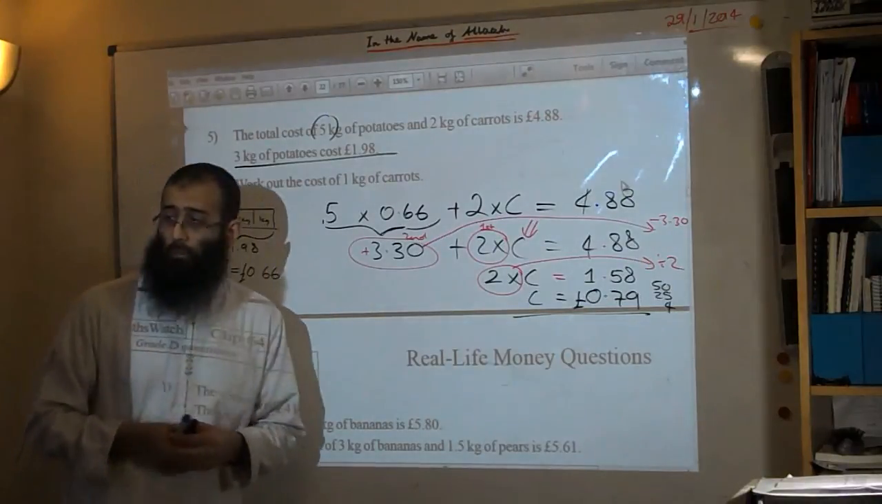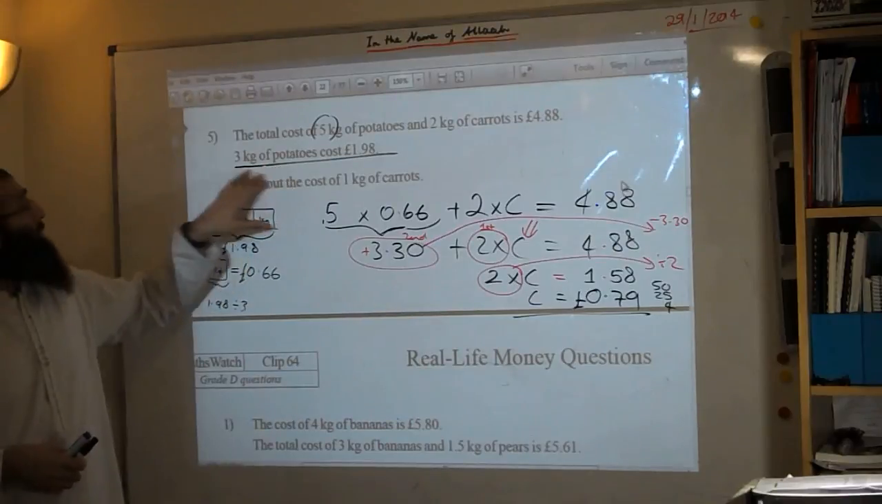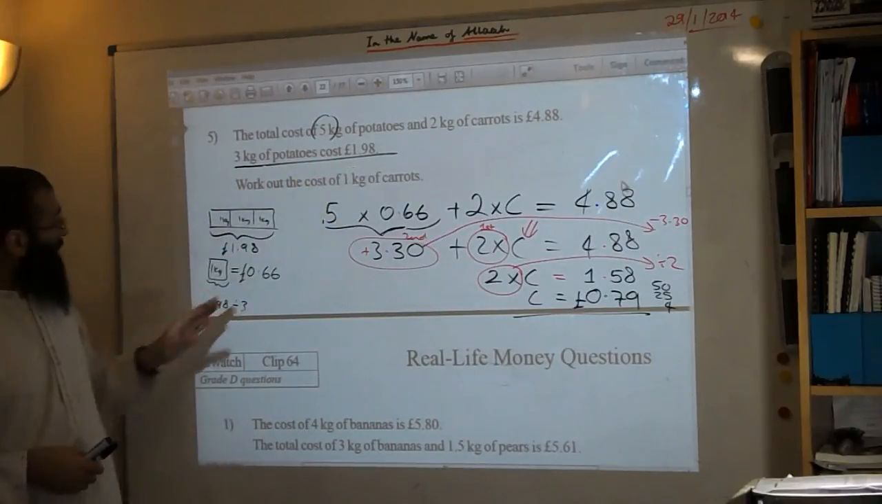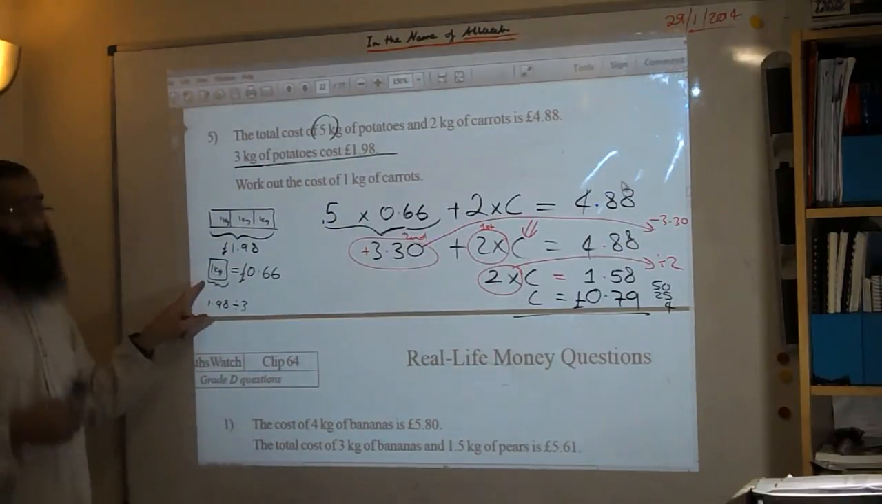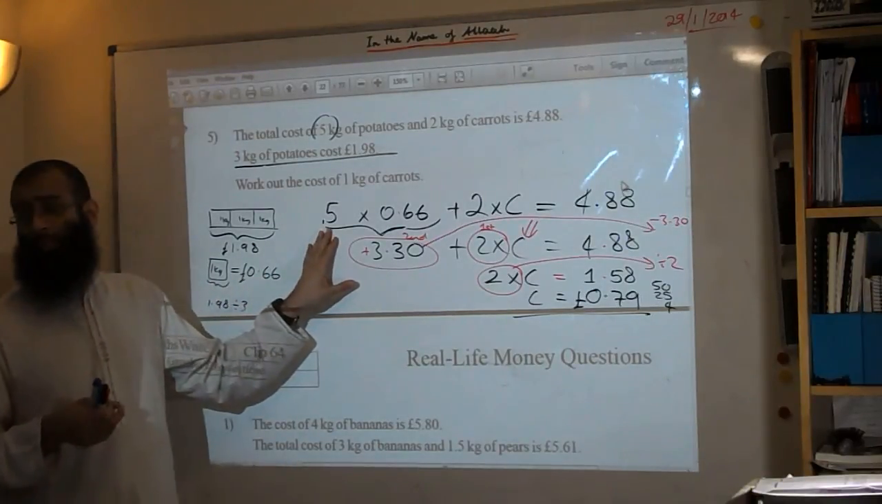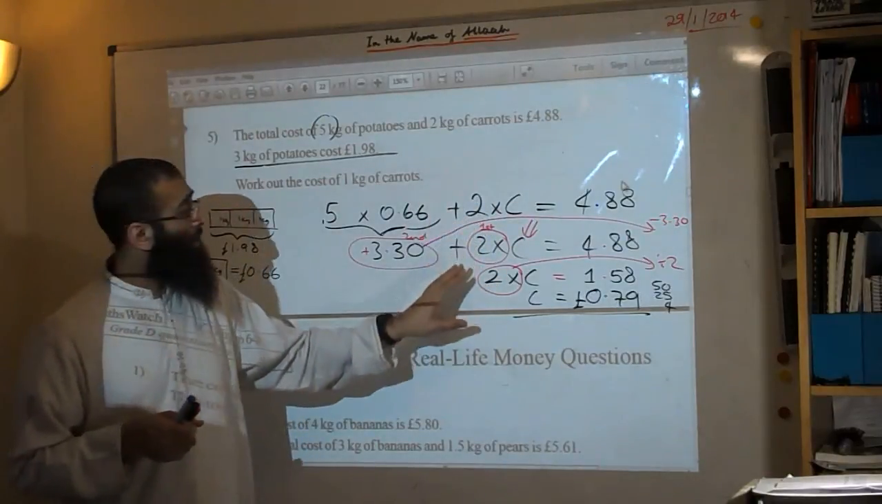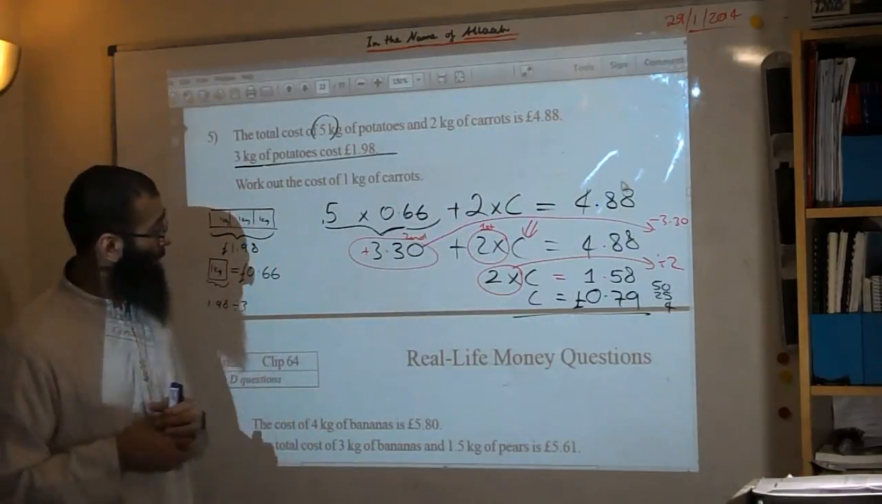Done. So this kind of question here is more of a problem solving question. You have to use the information they gave you to work out the unitary, what 1 kilo is worth. Once you know what 1 kilo is worth, then you can work out the cost of the potatoes. And then what's left over is the cost of the carrots. So then you have to rearrange the equation and solve it for that particular question.